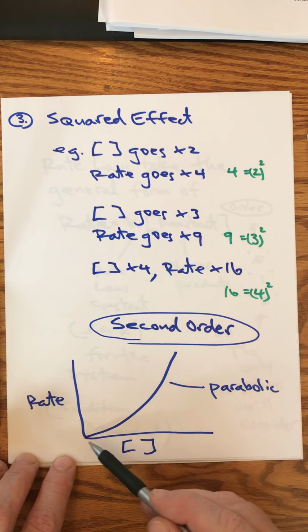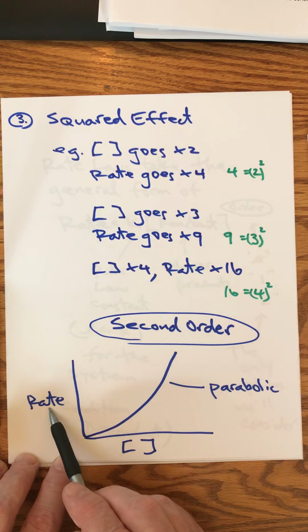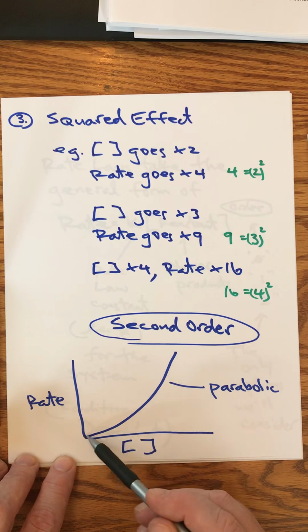A second order squared function would be half of a parabola. If this is your rate and this is your concentration, that's not going to be a straight line, that's going to be curved.